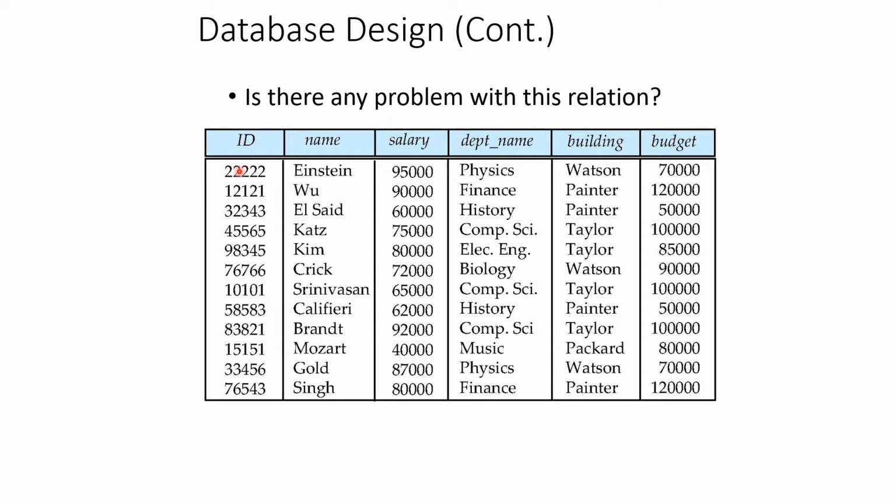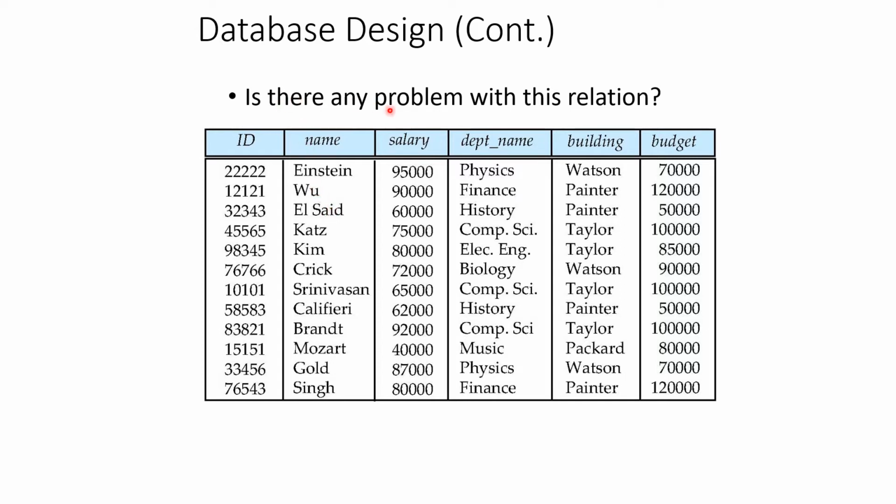So if we consider only the first row, that is id is 222, name is Einstein, salary is this, department name is Physics, building name is this, budget is this. So when we consider this first row, we can call it a record. So we have such various records present in this, and here we have a problem.